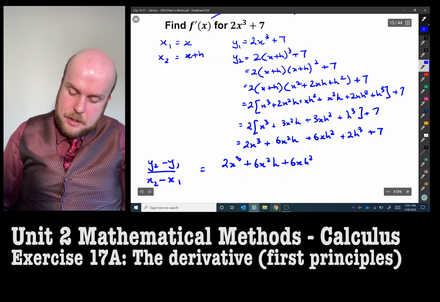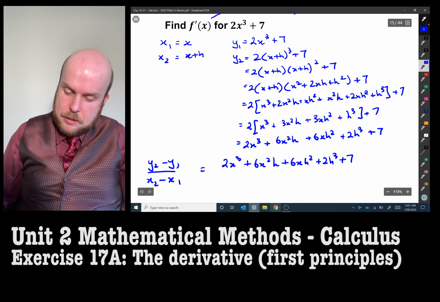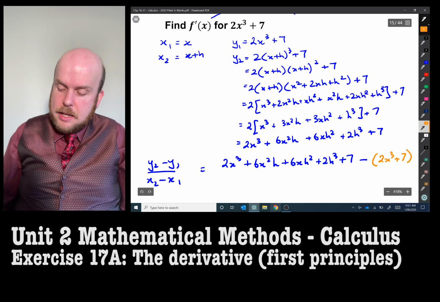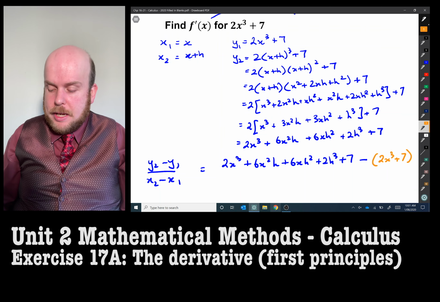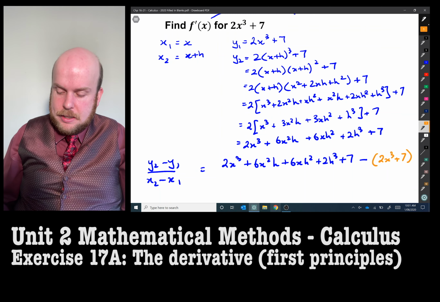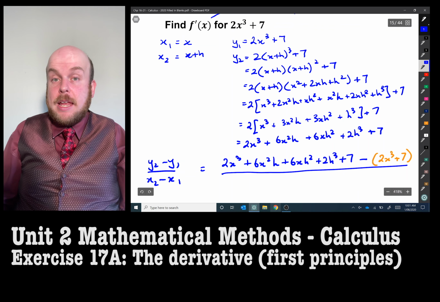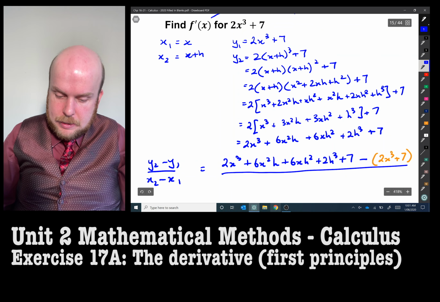Now I'm going to write this down. I'm just doing the y2. There's y2, and I'm going to minus. Now, I had a student ask me why I put this in brackets. It's because everything in y1 has to be subtracted. Everything does. So this reminds me that I will need to minus literally everything, the 2x cubed and minus the 7.